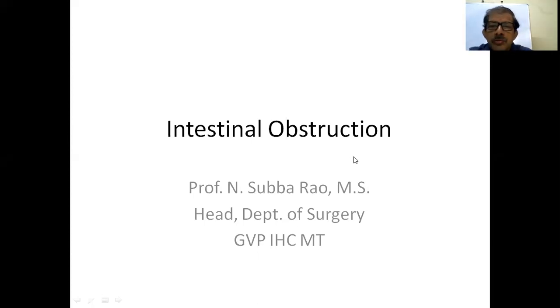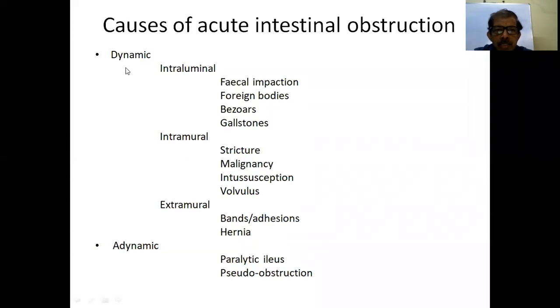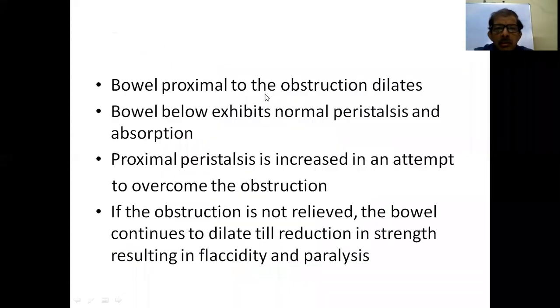So today we'll continue intestinal obstruction, and as in the last class we were discussing the various types of obstruction like dynamic, adynamic, and various causes of dynamic like intraluminal, intramural, and extramural, and the commonest being adhesions.